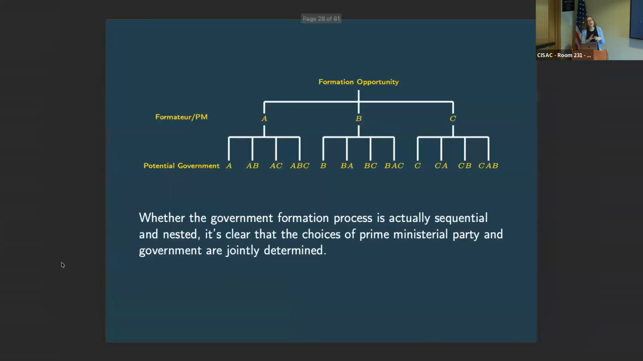And even if you say, well, those models are sort of rigid and artificial, and you come up with a different kind of model, different theoretical approach where the prime ministerial party arises endogenously, it's still clear that these choices are jointly determined.